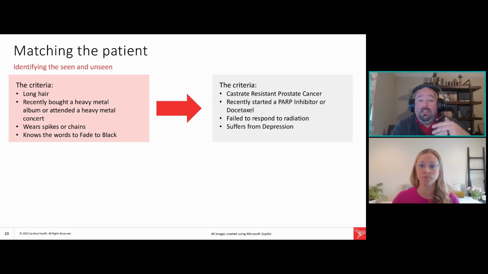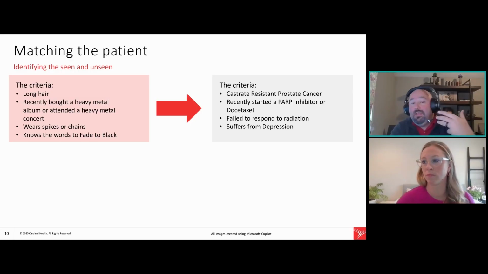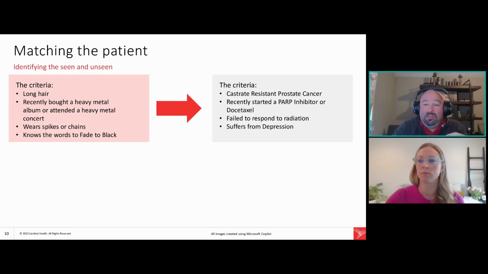So then a choice or an environmental exposure, right? Recently started a PARP inhibitor or another therapy for castrate-resistant prostate cancer. So that is something where now we're seeing action. They failed to respond to radiation. So here's where we start to see the outcomes and impact. And back to my fade to black, they suffer from depression. So here we have the ability to start to build out inside the data what we're actually looking for.